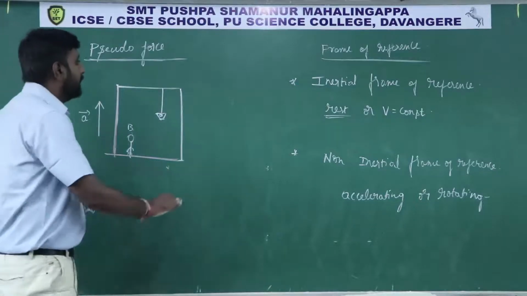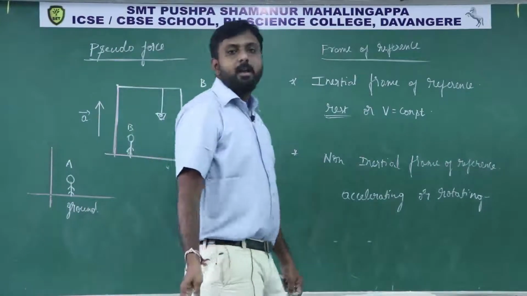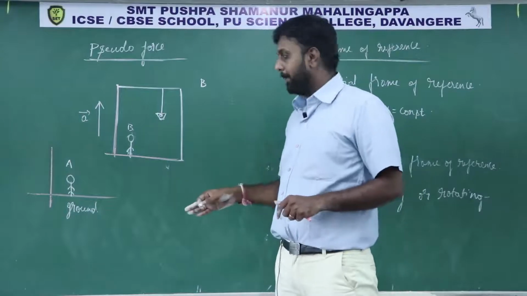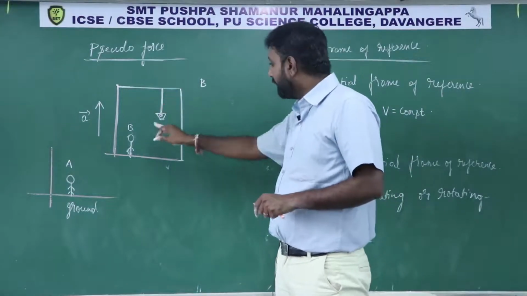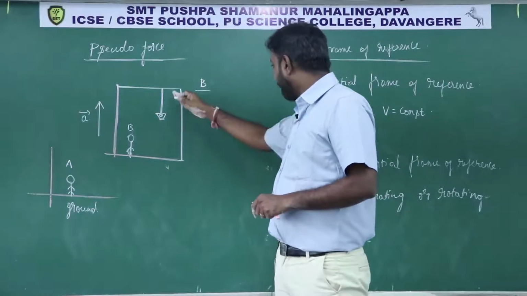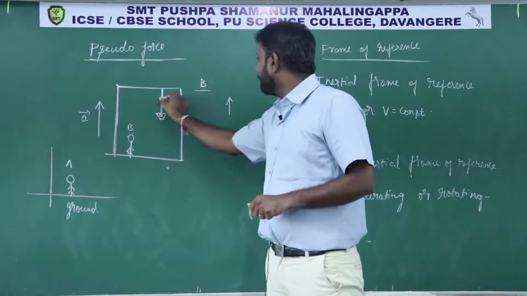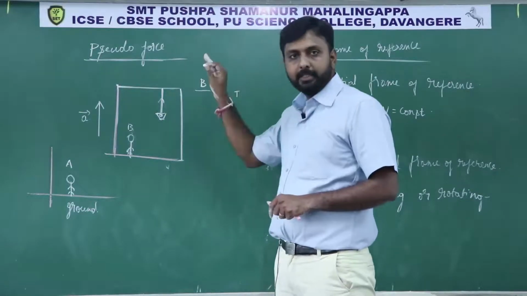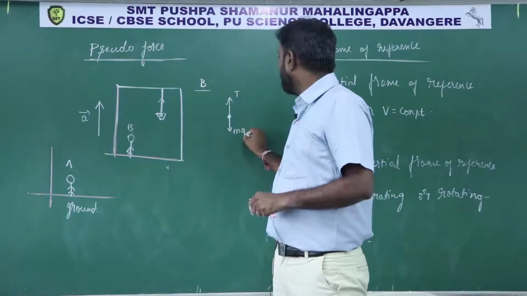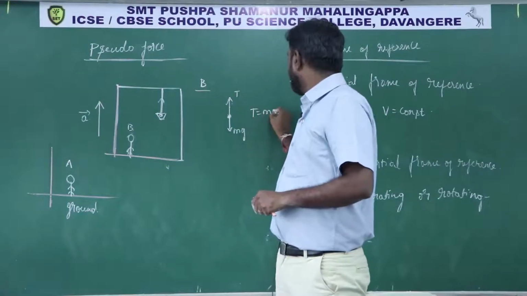So here, what will person B tell about that lamp? That means whether it is on or off, not like that. He observed that bulb and this string. For this person B, he will tell that on this system tension force is acting in the upward direction, mg force is acting in the downward direction. So for person B, T is equal to m into g.